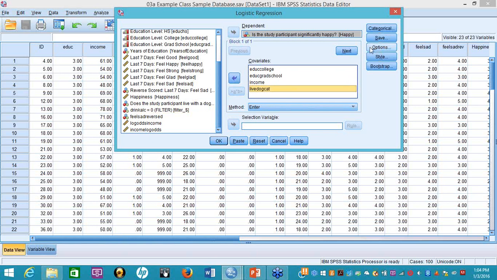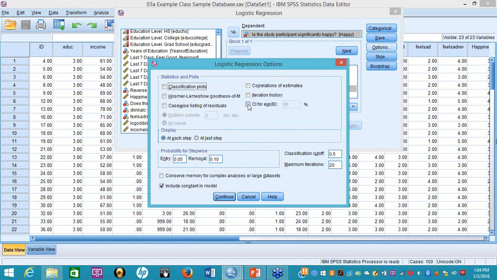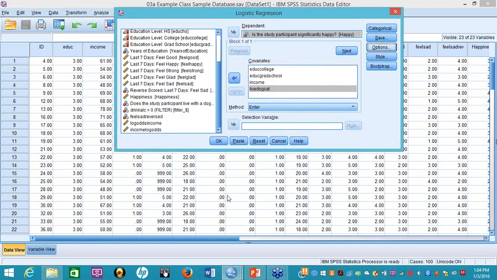Now, you must always remember to click Options and the CI for Exp(B), that's the odds ratio. This is the 95% confidence interval for the odds ratio. And this is always reported in just about every paper you'll ever see with an odds ratio. So you need this. Let me say continue. Now, we've dummy coded these variables here, so they're ready for use.